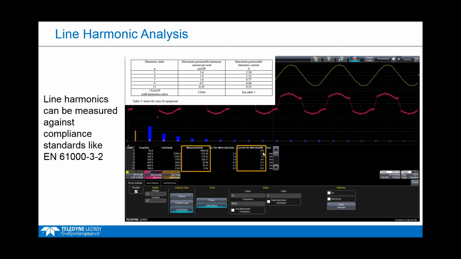So again, this is an important test for a number of reasons. One is that it's going to make sure you have a high power factor, and that you can actually reduce the amount of harmonics current that you're sending back out onto the mains power.